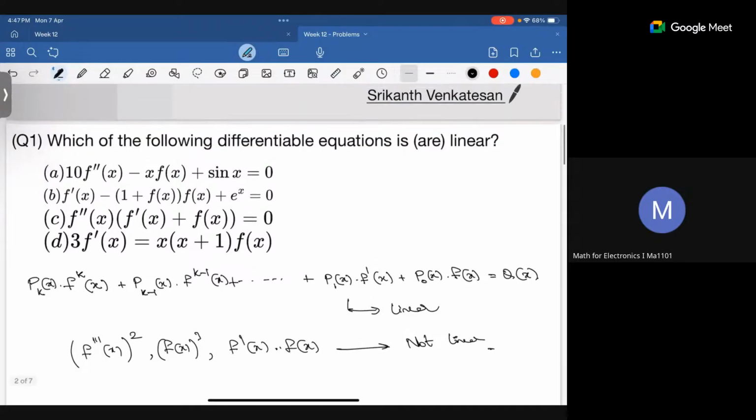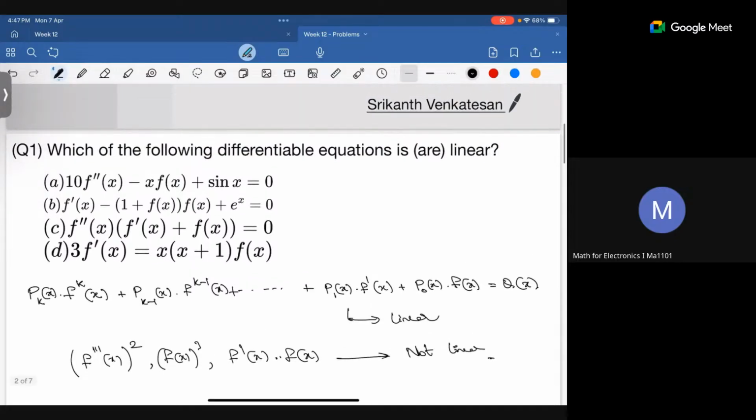Okay, so with that, I think we can see here option A will exactly follow our linear case. So this is linear. Option B, you see here 1 plus f of x whole into f of x. If you expand this, you will see that f of x whole square. Right, so when f of x whole square comes in, it becomes non-linear. So this is not linear.